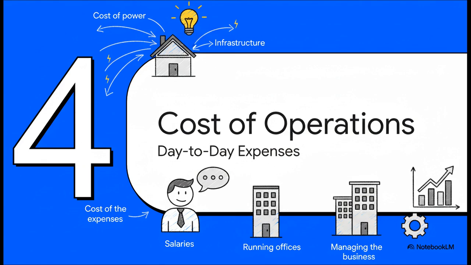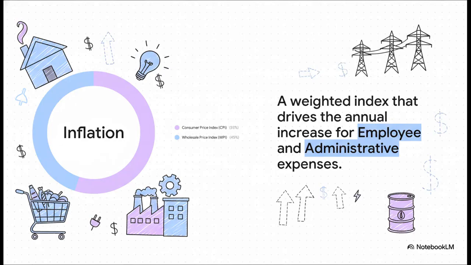All right, so we have the costs of the power itself, and we have the cost of the infrastructure to deliver it. Next up are the day-to-day running costs: paying salaries, keeping the offices open, and just managing the whole business. So how much can these operational costs go up each year? It's tied to inflation, as you might guess, but it's not just the regular consumer inflation that we all see in the news. Regulators use a special blended index. 55% of it comes from the consumer price index, what it costs us, and 45% comes from the wholesale price index, which reflects industrial costs.